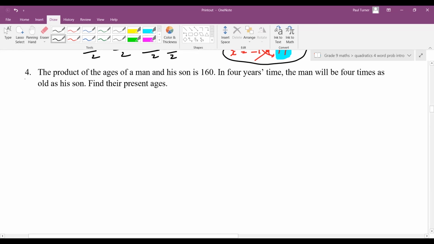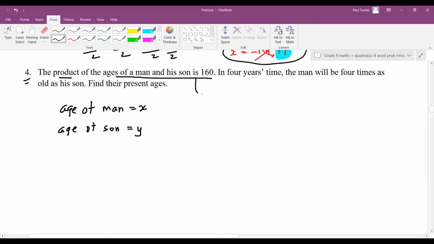Okay, so for question 4, we've got the product of the ages of a man and his son is 160, the product. So what I would do here, let the age of the man be x, the father. Let's start there. And we have a son, so let's call him y for now. But I don't want to have two variables because I'm going to get stuck. Remember, when you solve an equation, you only have x squared plus 2x plus 1. You don't have any y. So we really don't want this y here.